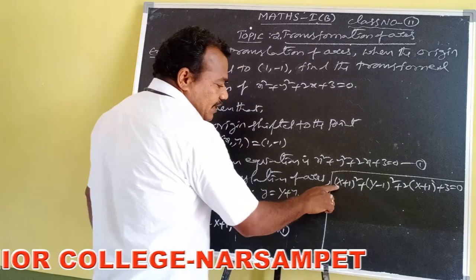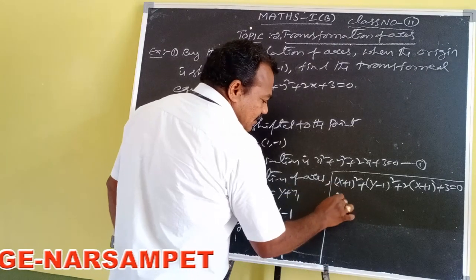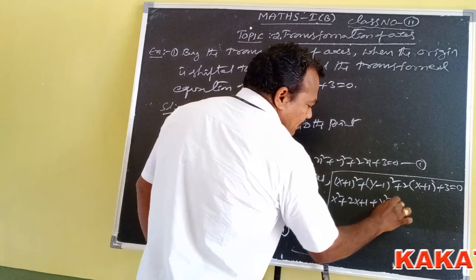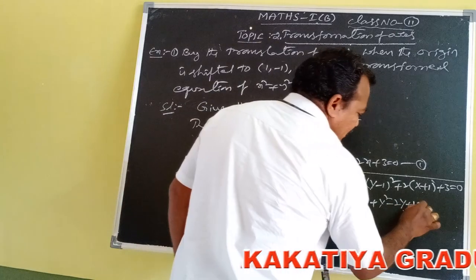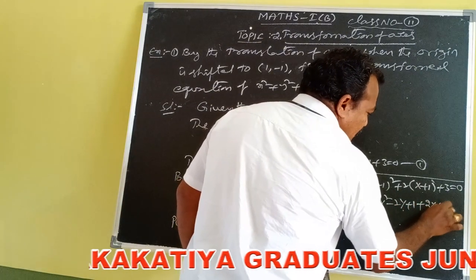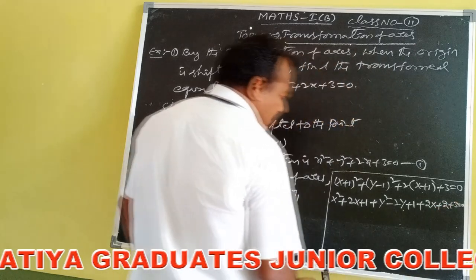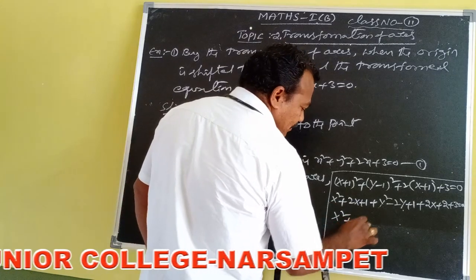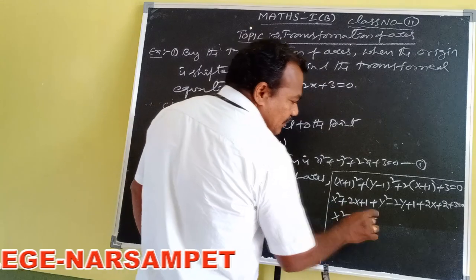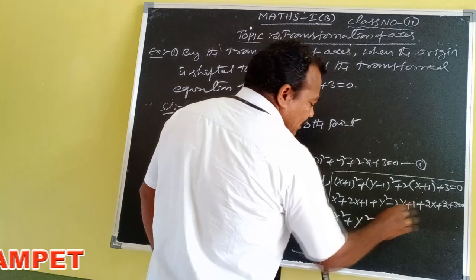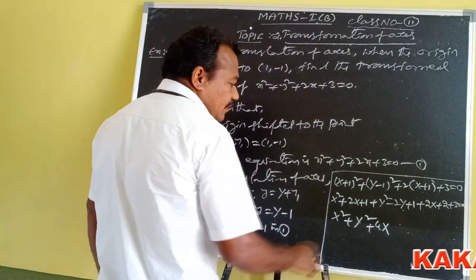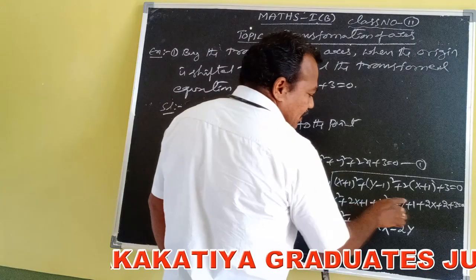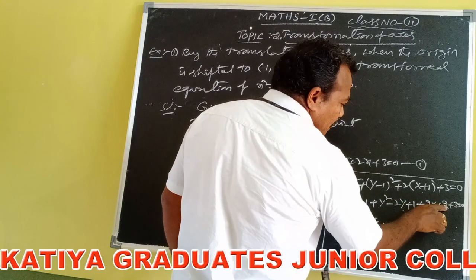And on simplification, (X plus 1) whole square is X square plus 2X plus 1, and (Y minus 1) whole square is Y square minus 2Y plus 1, plus 2X plus 2 plus 3 is equal to 0. Writing this equation in order, capital X square plus capital Y square, and X terms: 2X and 2X, totally 4X. Y term: only minus 2Y. And the constant term: 1 plus 1 is 2, 2 plus 2 is 4, plus 3 is 7.